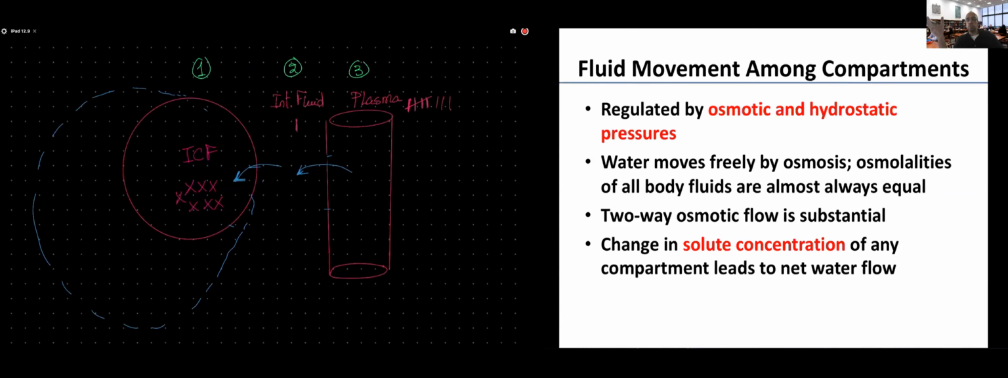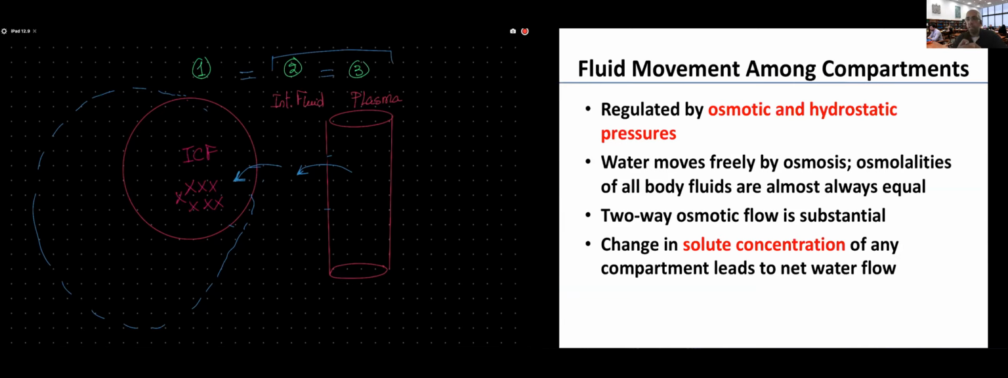So which one has a higher solute concentration? Cells, intracellular fluid, interstitial fluid, or plasma? Any answer? They are equal. They have to be equal. Because if I have the extracellular fluid compartment having higher solute concentration compared to my cells, they will be pulling the water out and the cells will shrink.